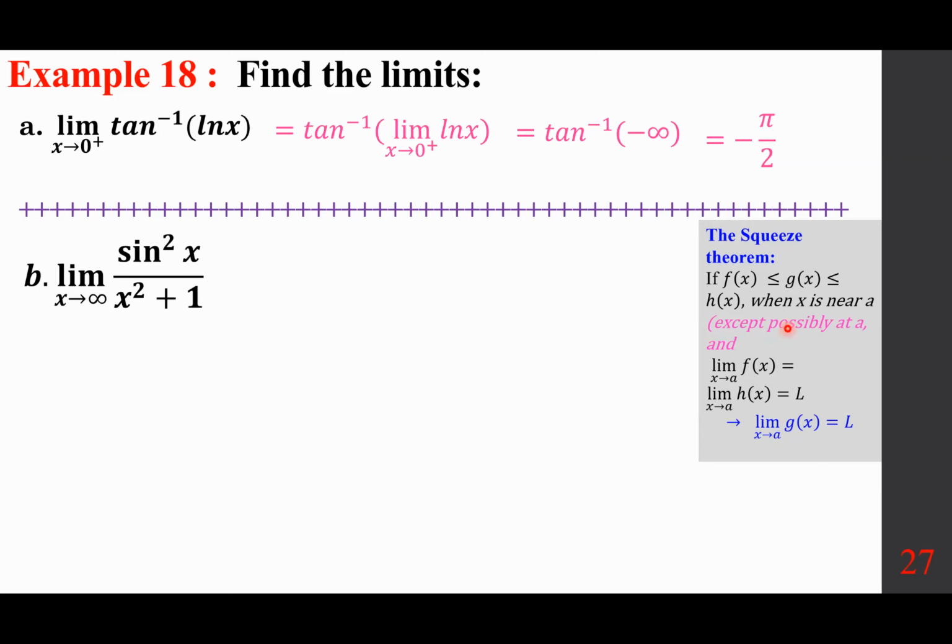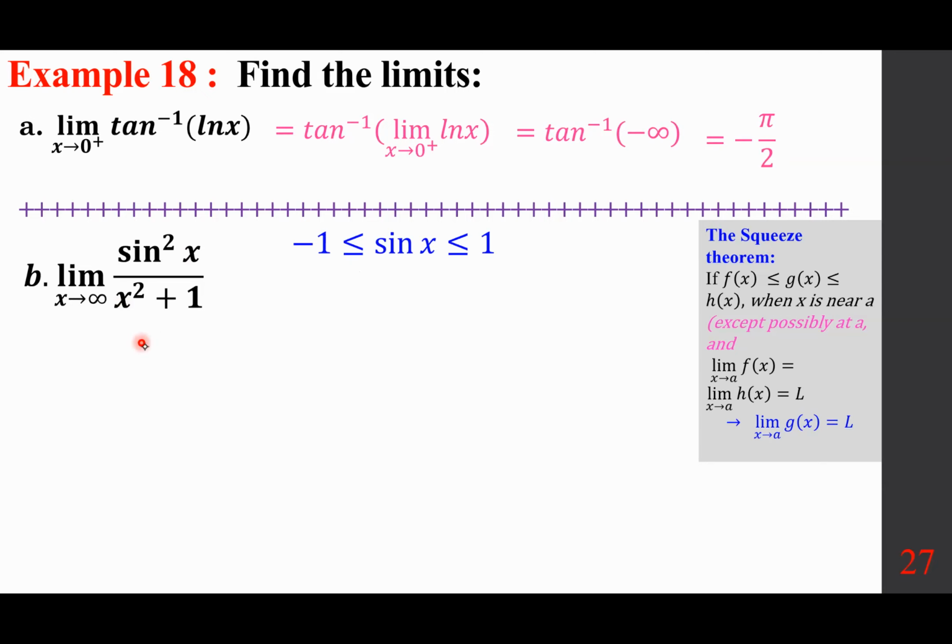If we have g between f and h, and the limit of f and h, both of them, when x approaches a, is the same thing, namely L, the one in between, the limit of g of x as x approaches a becomes L. This is known as the squeeze theorem. So we are going to use that one. So sine is between negative 1 and 1. We want to get to this.